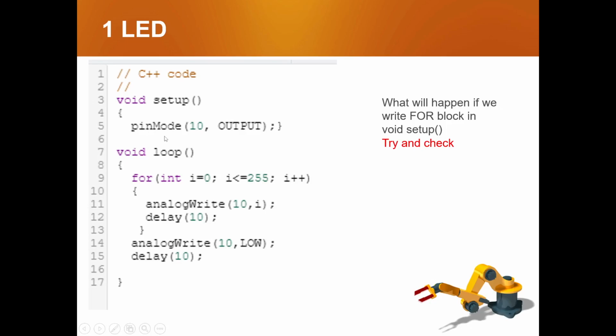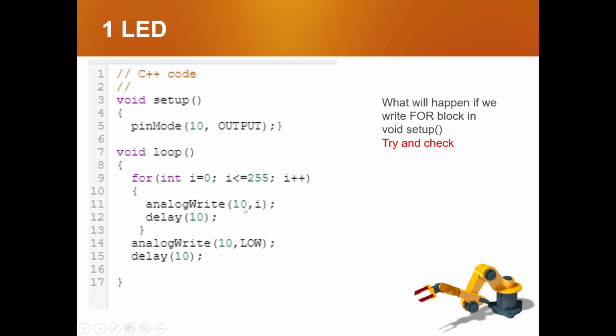void setup, pinMode(10, OUTPUT). If you remember, we wrote pinMode to tell exactly at which pin we are connecting it. So our LED bulb is connected to pin number 10, and that is acting as an output. Bracket close. Now in the looping part, for i equals 0, i less than 255, i plus plus, means our brightness will change from 0 to 255. analogWrite(10, i).